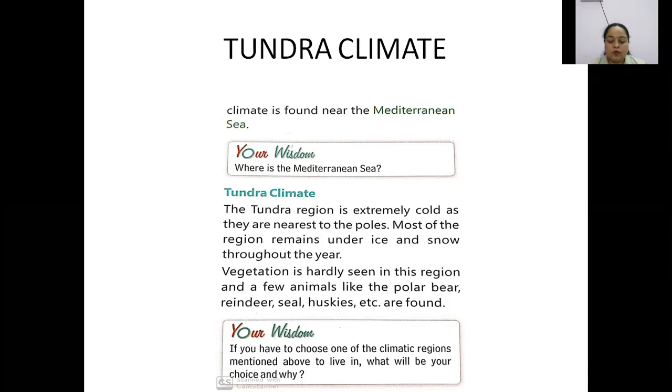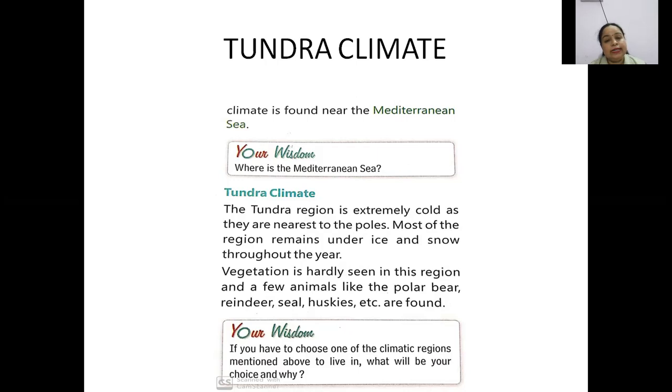Okay. Next, we come to Tundra climate. Tundra climate is called cold climate. The Tundra region is extremely cold as it is nearest to the poles. Most of the region remains under ice and snow throughout the year. It is totally covered with ice and has a very low temperature.